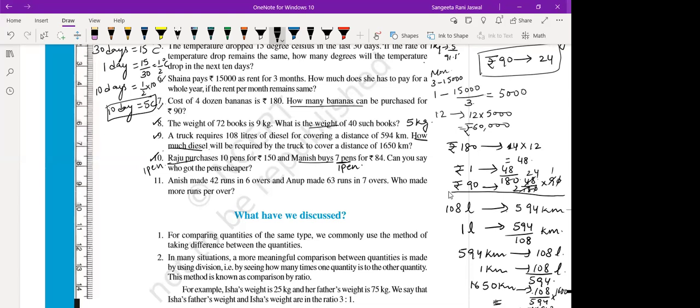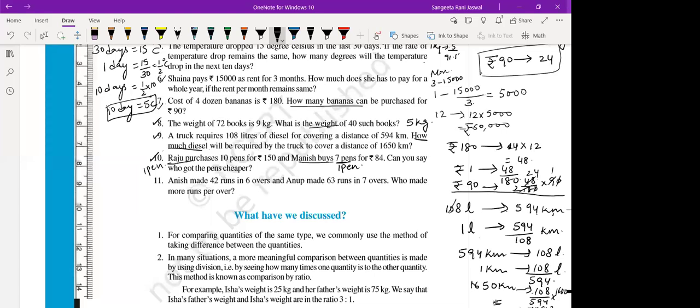Okay, Adya, you were saying you didn't get question number 9. By the time, I'll explain the question to Adya. See the truck, it's saying that the truck requires 108 liters to run 594 kilometers. So, in 1 liter, how much will the truck run? It will be 594 by 108 kilometers.